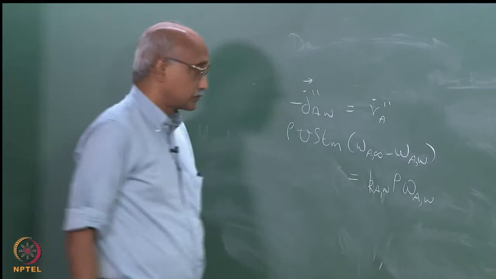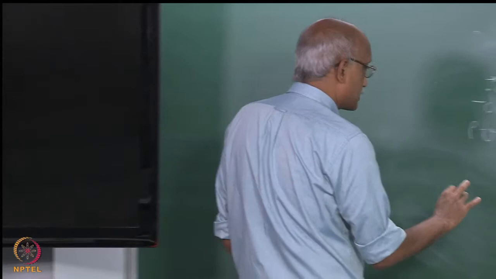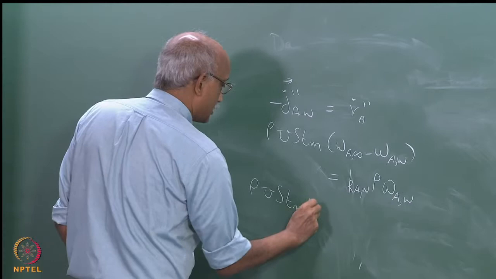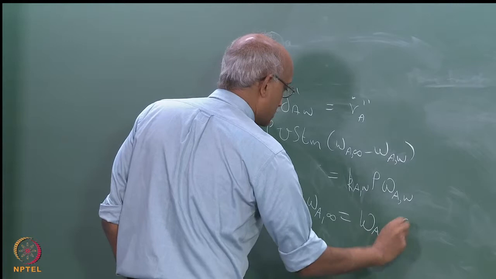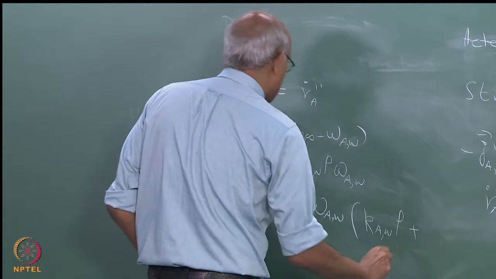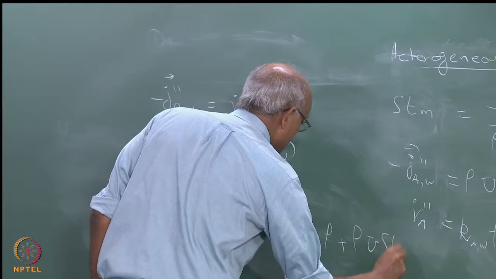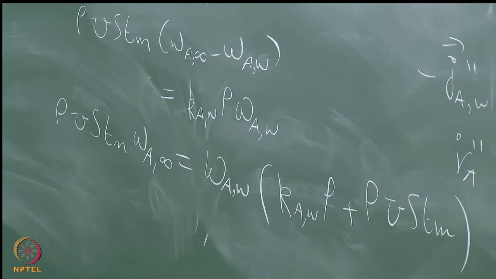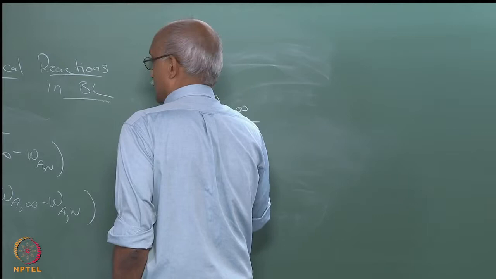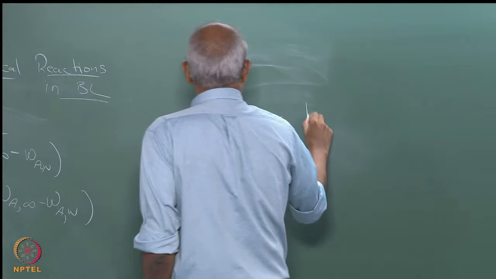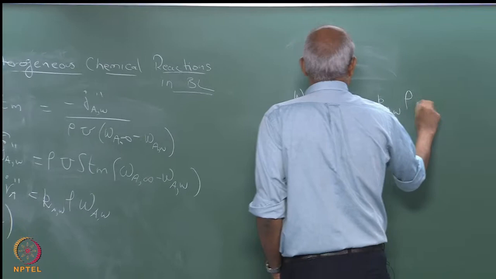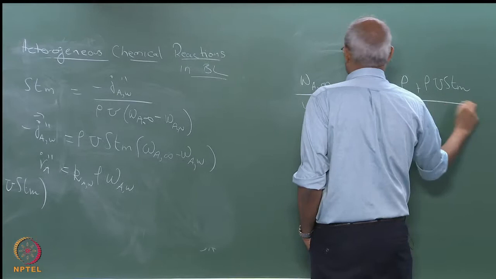So, from this you can actually simplify this. Let us see, this means rho u St_M times omega_A infinity equals omega_AW times (K_AW rho plus rho u St_M), right? If I bring it over to this side, this means omega_A infinity over omega_AW equals (K_AW rho plus rho times u St_M) divided by rho u St_M.